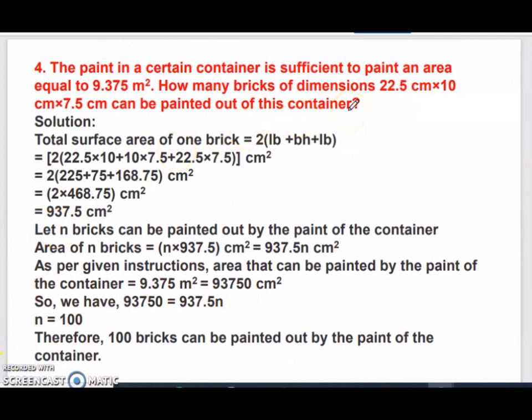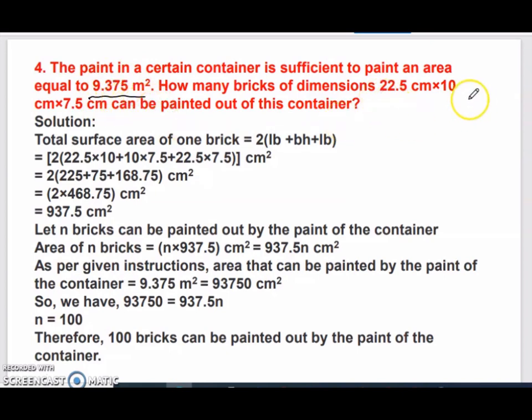The paint in a certain container is sufficient to paint an area equal to 9.375 meters square. So one container of paint is used for painting this many meter squares. How many bricks of dimensions 22.5 centimeter into 10 centimeter into 7.5 centimeter can be painted out of this container? So now this container is capable of painting a total of 9.375 meters square. So you have to see how many bricks can fit into this much area.